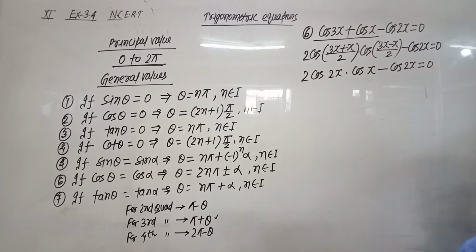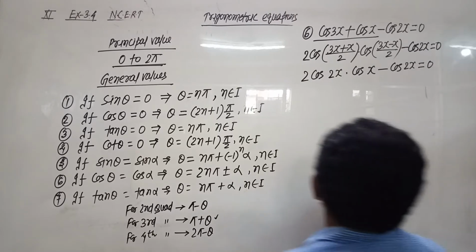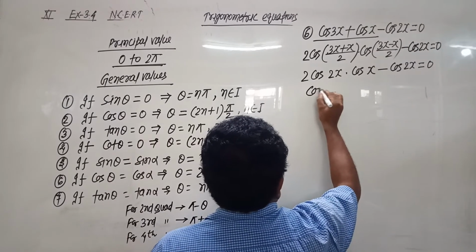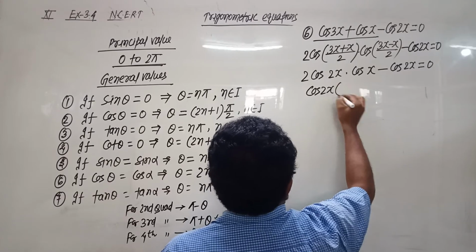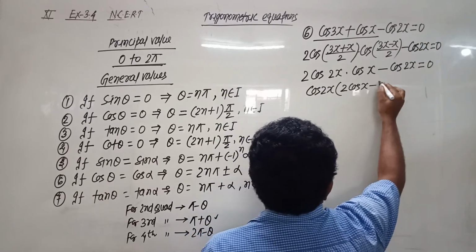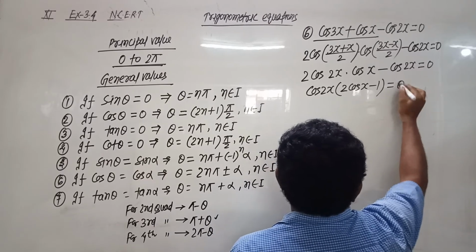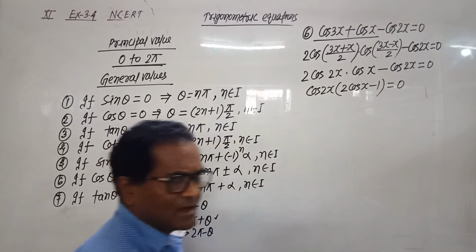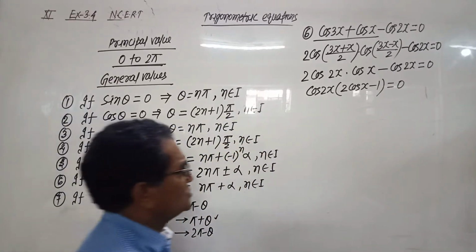From these two terms, we take common cos 2x. So we get cos 2x into (2 cos x minus 1) equals to 0. Separately, we make both the expressions equal to 0.